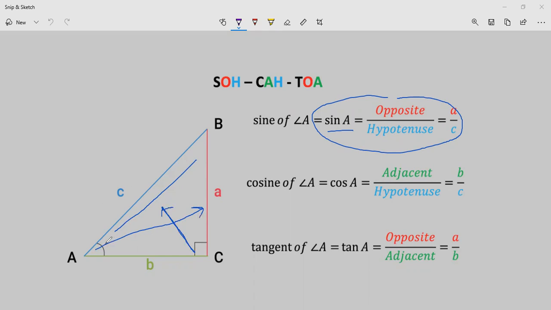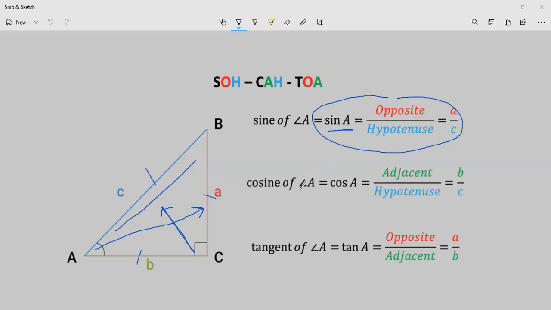The side which is opposite the angle itself, we call the opposite, and the side which is adjacent to it, or beside the angle, we call the adjacent. So B is the adjacent, A is the opposite, and C is the hypotenuse. Now, if you want to find the sine of A, you divide opposite by hypotenuse.